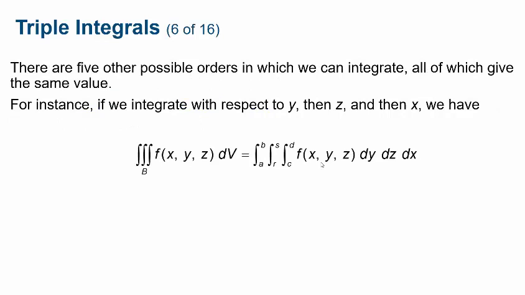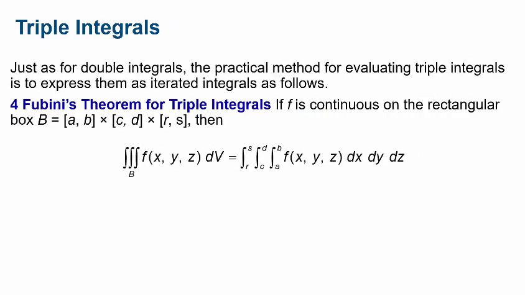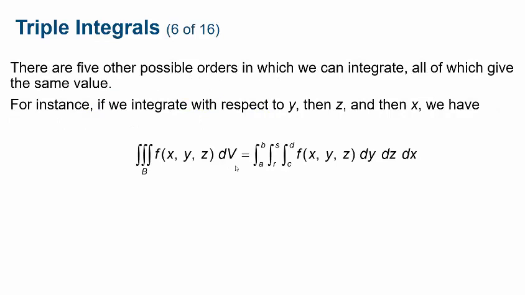All right, so it doesn't always have to be dx, dy, dz. There are 5 other possible orders for which we can integrate, all of which will give the same value. For instance, if we integrate with respect to y, then z, then x, we're just going to switch the bounds of integration as such. So it's not a big deal, and no matter what way you do it, you'll always get the correct answer. Some ways will be easier than others, just like we've seen with double integrals. Sometimes it's easier to integrate dy dx than dx dy.